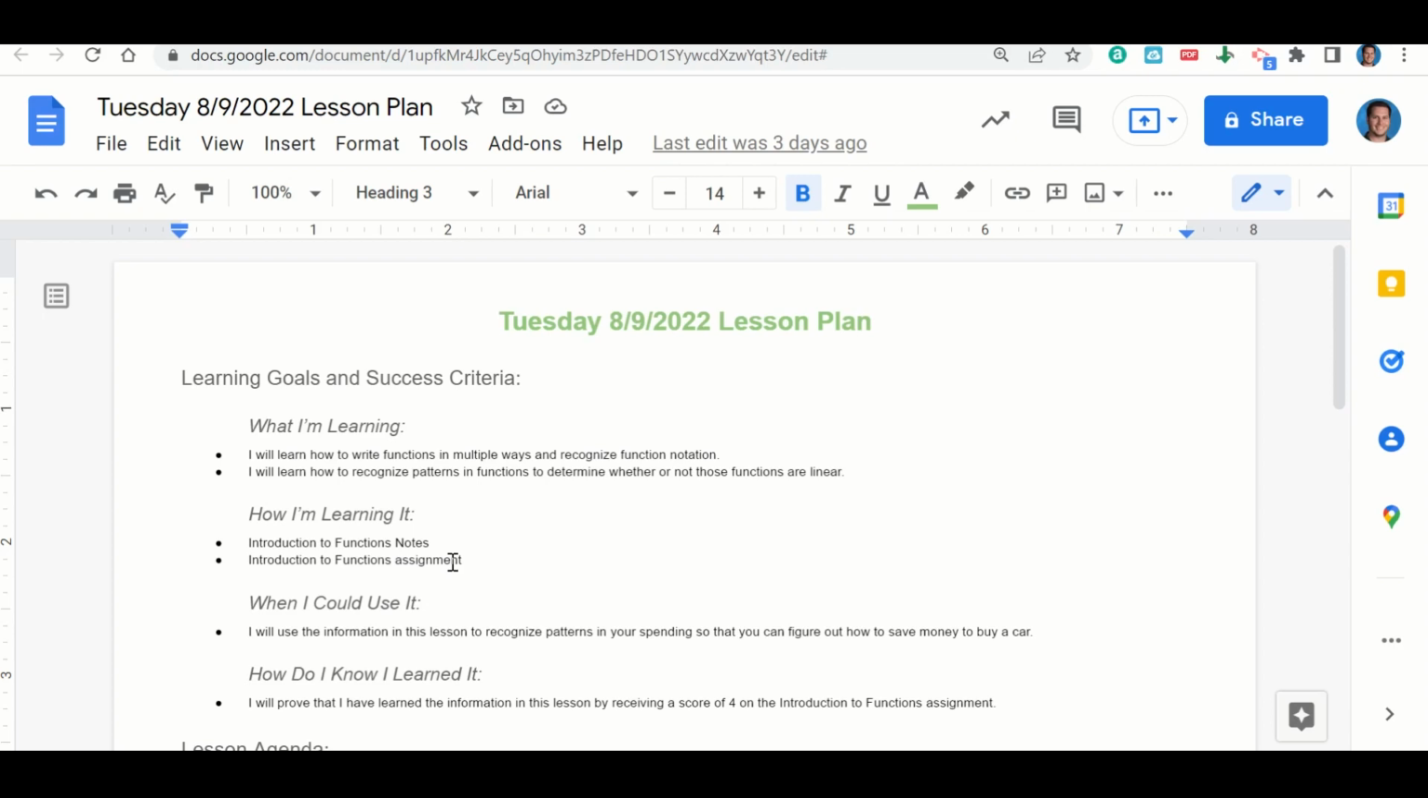When could we use this? We could use this information to recognize patterns in your spending so that you can figure out how to save enough money to buy a car. How do we know we learned it? By getting a score of 4 on the Introduction to Functions assignment.